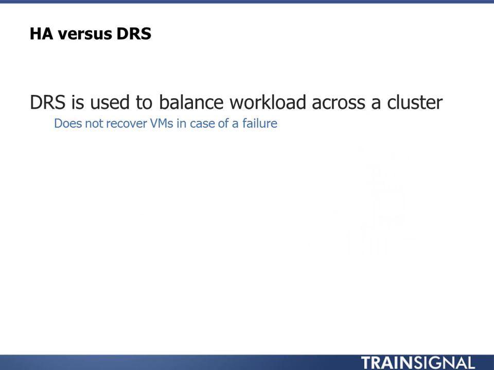DRS is used to balance workload across a cluster. It does not recover VMs in case of failure. All DRS does is look at your cluster, look at all your nodes, and go, that one's a little bit over busy, this one over here is not that busy, I'm going to move some VMs from there to there and balance out the cluster.